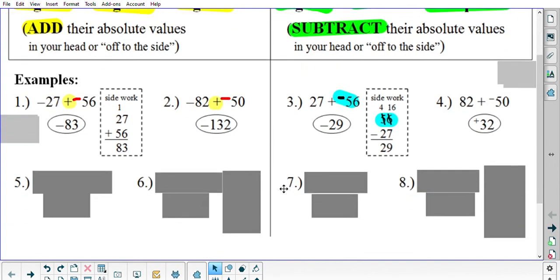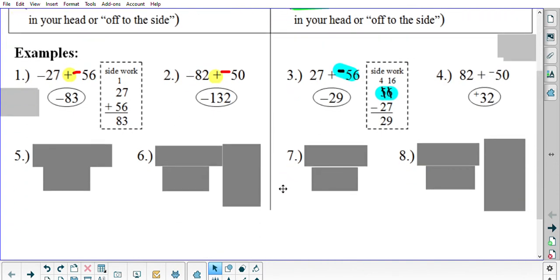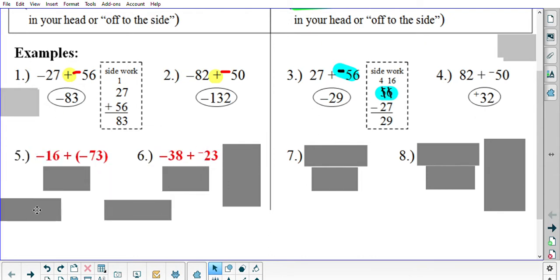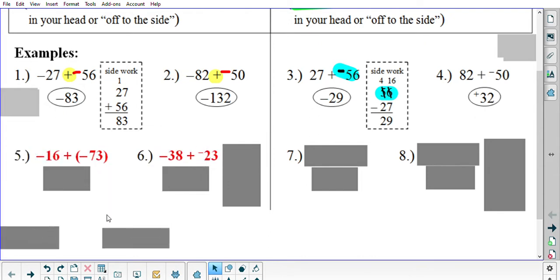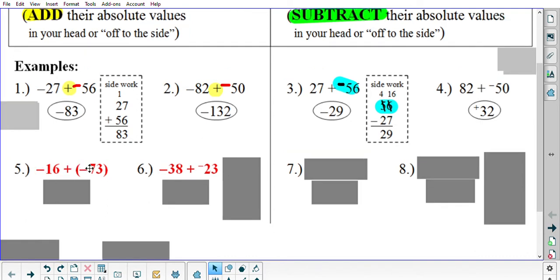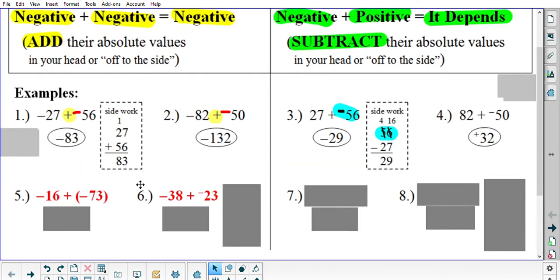Okay, I want to lead you through some of these problems with me guiding you through. So we got problems 5 and 6. Let's do them together. What are these problems? They are problems where both numbers are negative. Negative plus negative, just like I've highlighted in yellow at the top. What do we do? We're going to add their absolute values. So you can do it off to the side if you want to, but if you can do it in your head, feel free to.